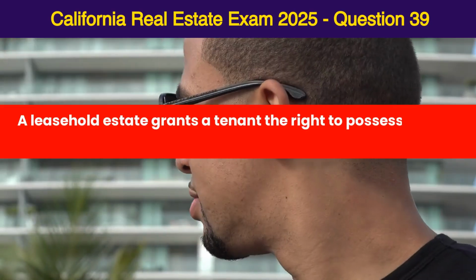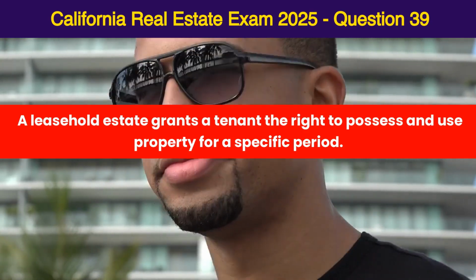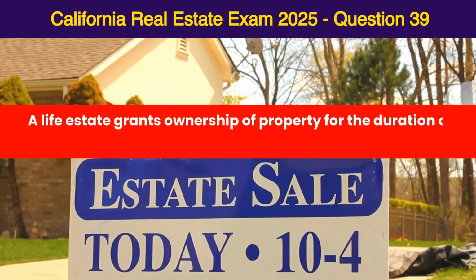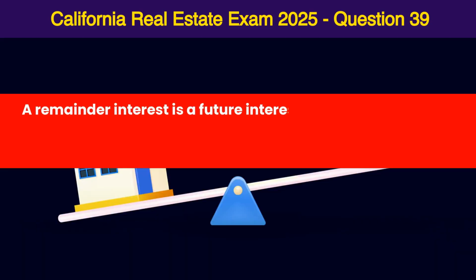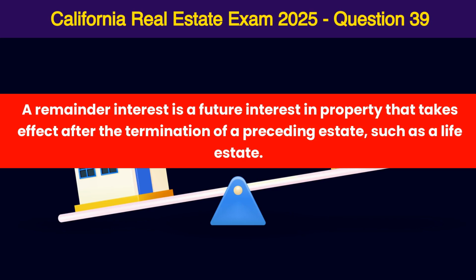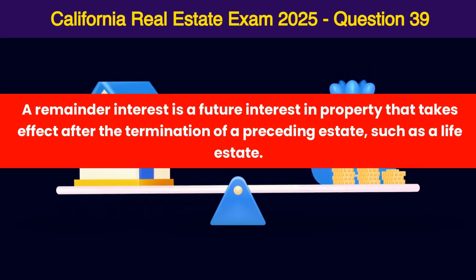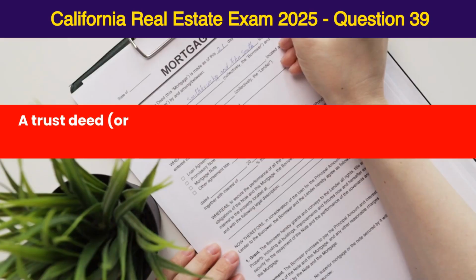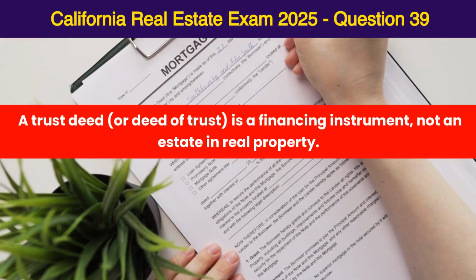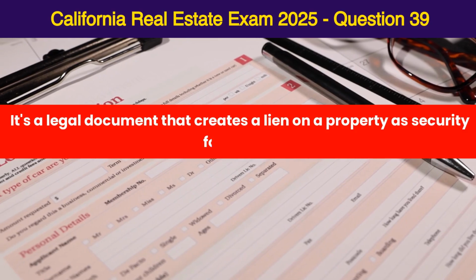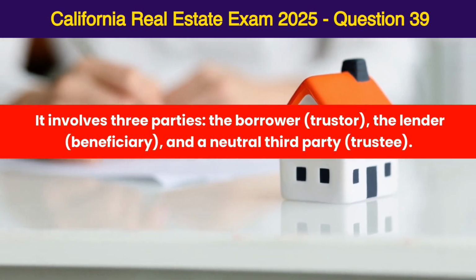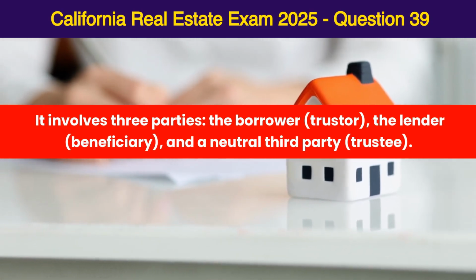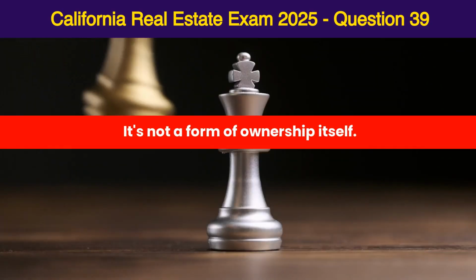A leasehold estate grants a tenant the right to possess and use property for a specific period. A life estate grants ownership of property for the duration of someone's life, usually the grantee's. A remainder interest is a future interest in property that takes effect after the termination of a preceding estate, such as a life estate. A trust deed, or deed of trust, is a financing instrument, not an estate in real property. It's a legal document that creates a lien on a property as security for a loan. It involves three parties: the borrower, or trustor; the lender, or beneficiary; and a neutral third party, the trustee. It's not a form of ownership itself.